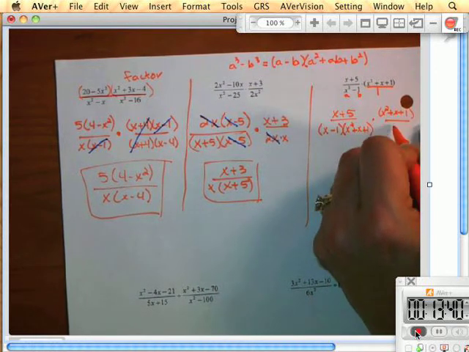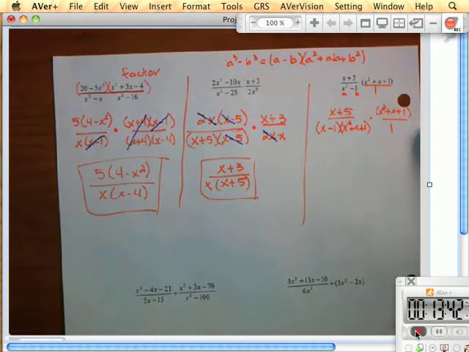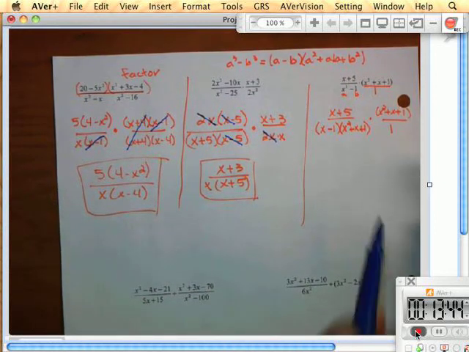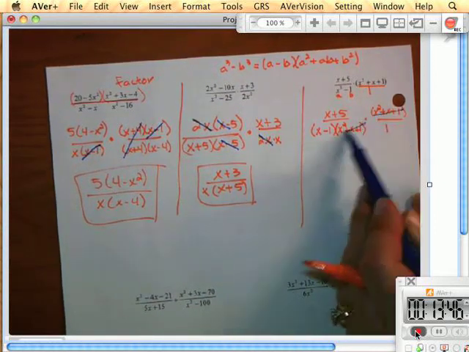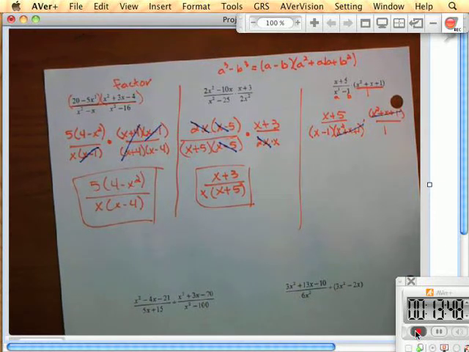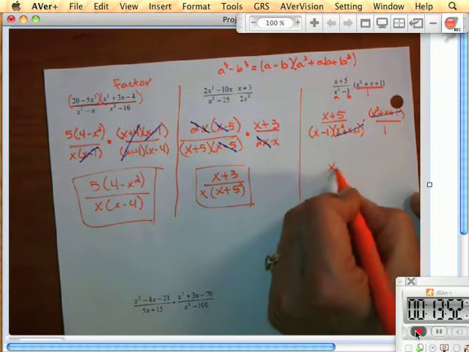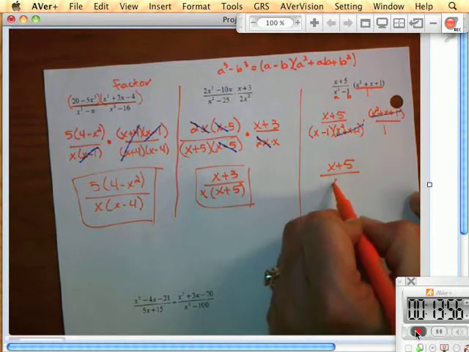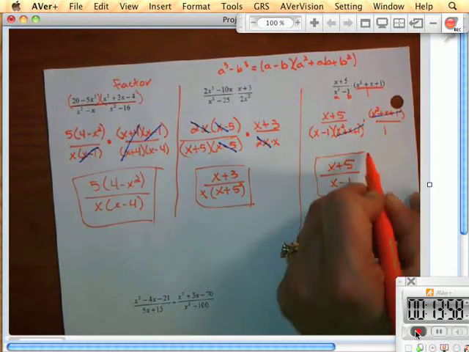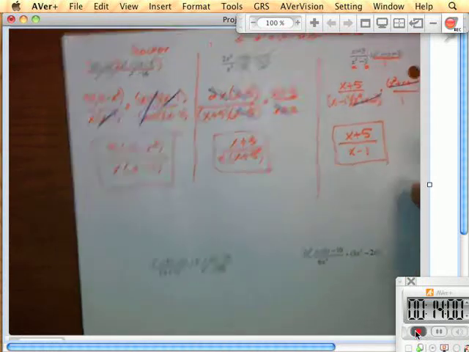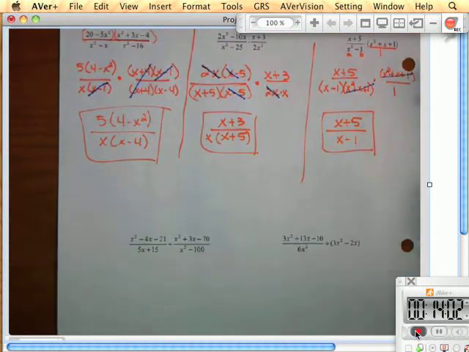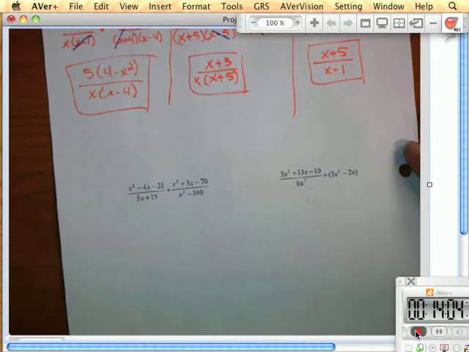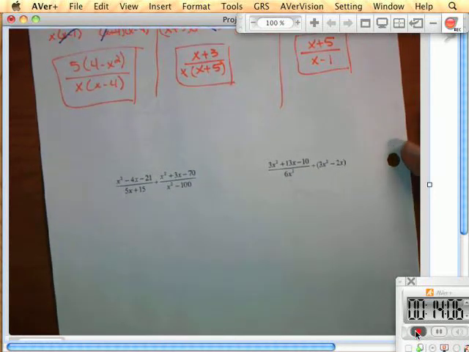Over 1. Okay, what can I cancel out? This big thing. It's exactly the same, so I can cancel it out. And then I have x minus 1 times 1, which is just x minus 1. Okay, so those are those. Now we got to go to divide. But really? Flip the second guy and multiply.